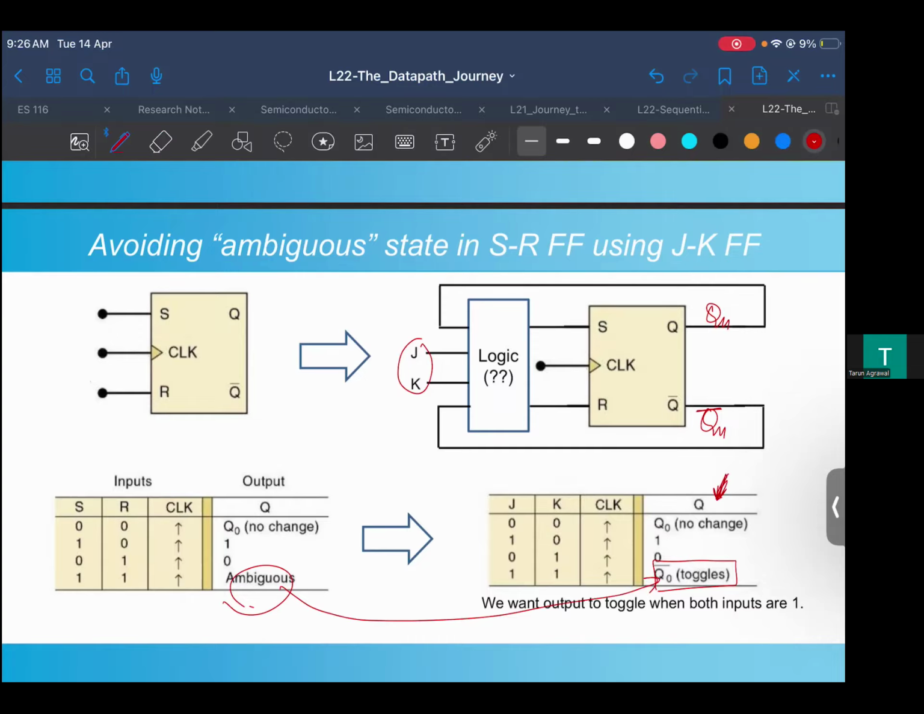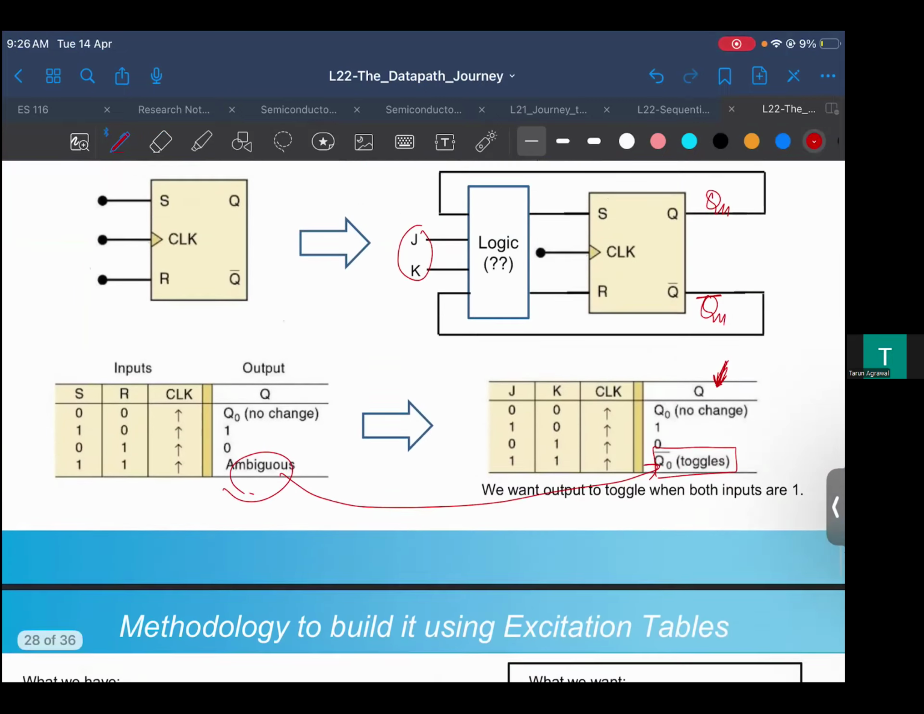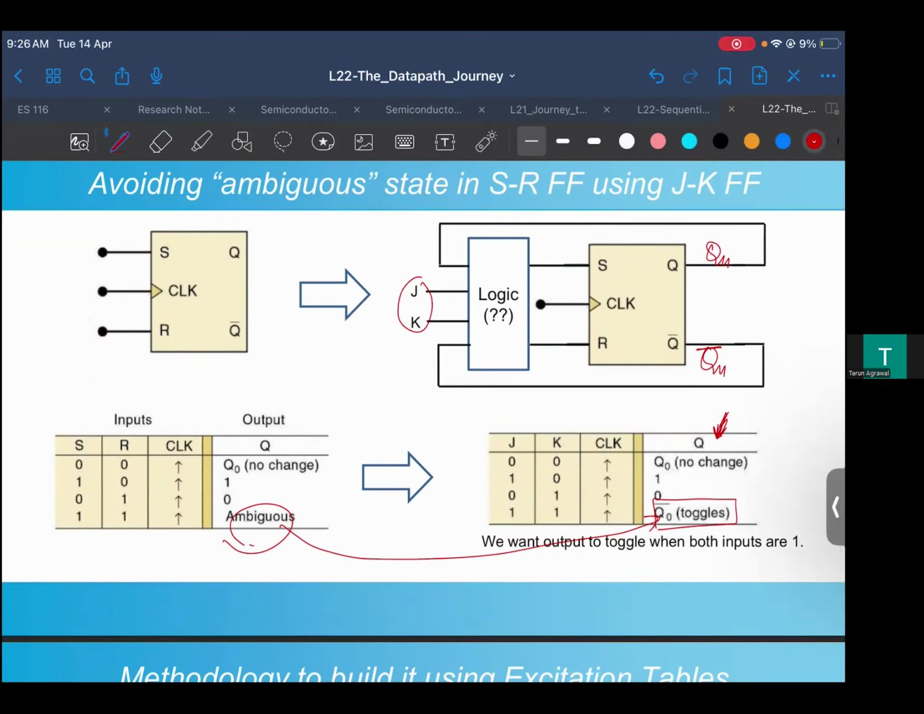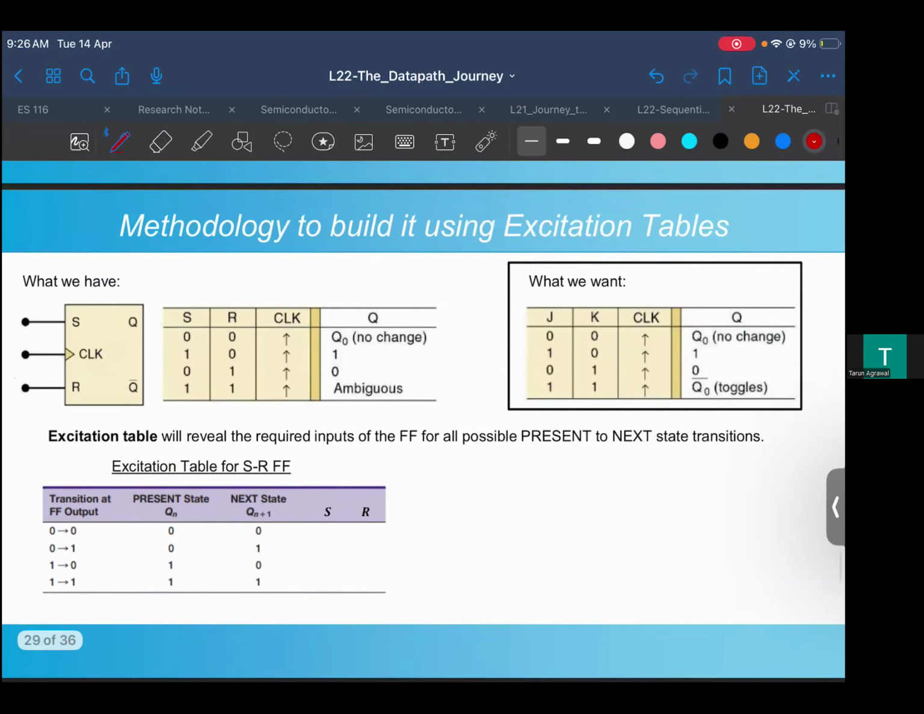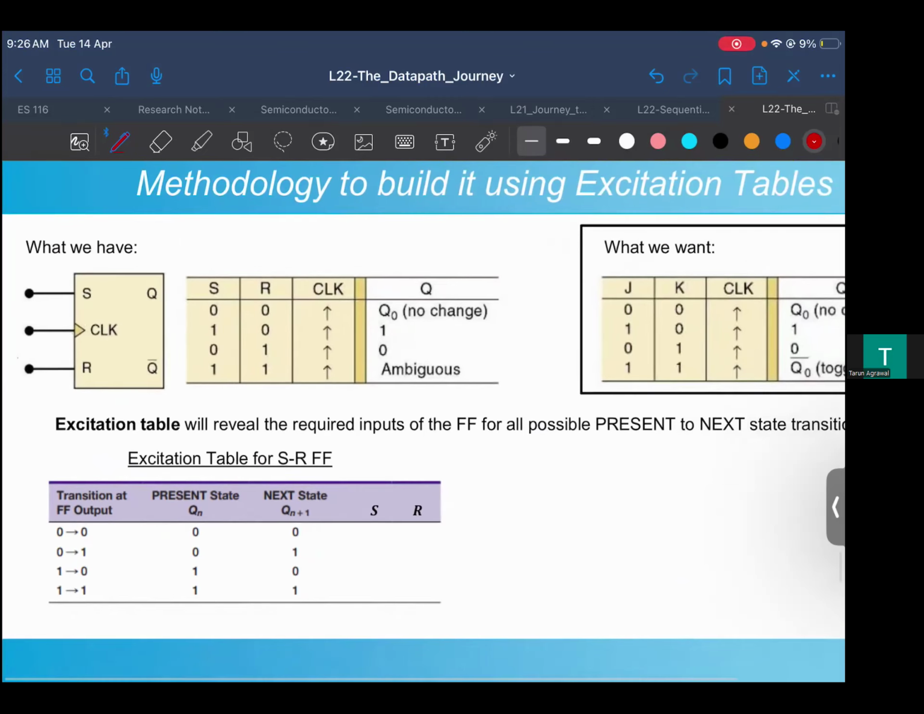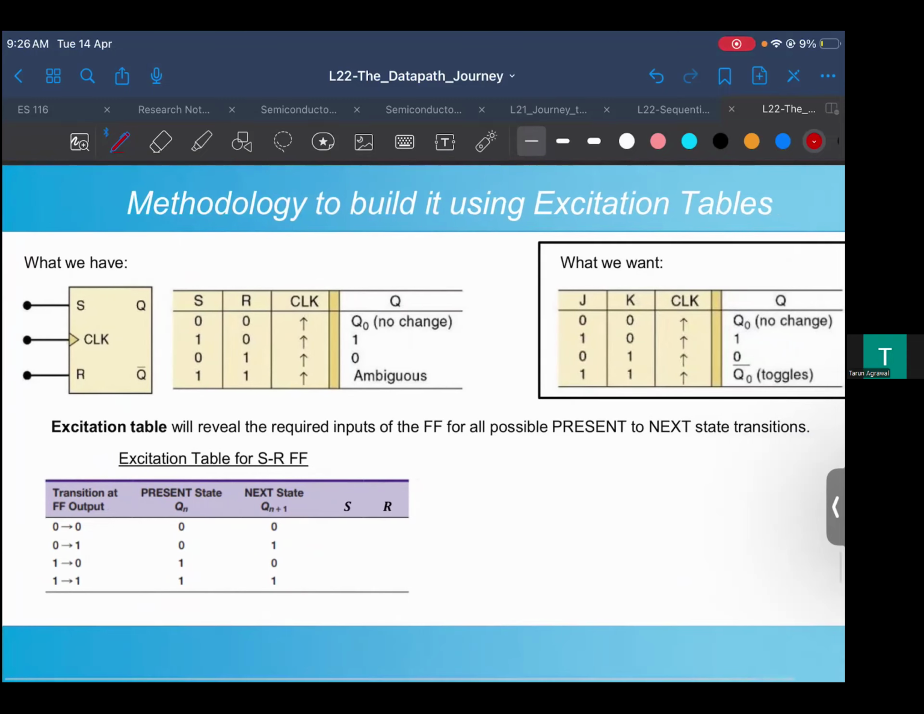And for that, what kind of inputs do I need? All of that you have to do. For that exercise, one methodology we have already discussed is making an excitation table or a state table. The question is, what is the next state which I want? So we have already seen that when Qn is 0, and what I want is 0, there is no change in the Qn which is happening, right?